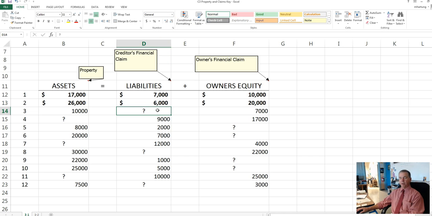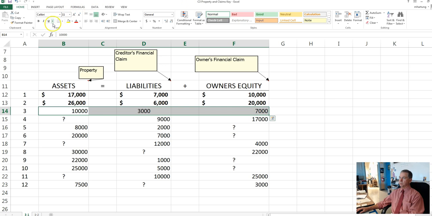Let's do one more, and then you can finish these on your own. We had owner's equity missing, assets missing. Let's find the next one where we don't know what the liabilities are. The total amount is 10,000. Owner's equity is 7,000. So we need 3,000 in order for this to equal this. The formula is our equal sign, click on the 10,000 total assets, minus the owner's equity, and there is our 3,000. Do the rest of these in a similar fashion to get the practice, and then we will move on to the next section of this worksheet.